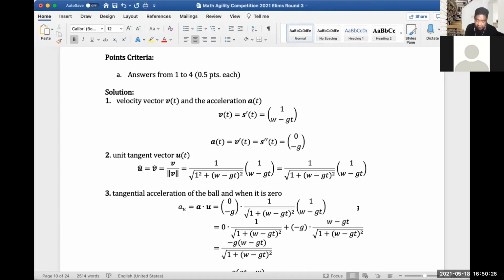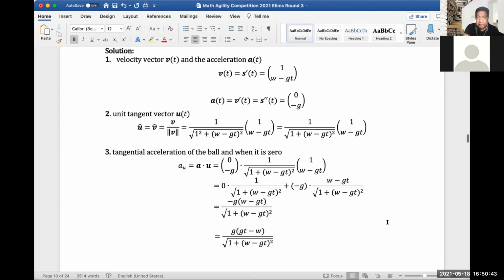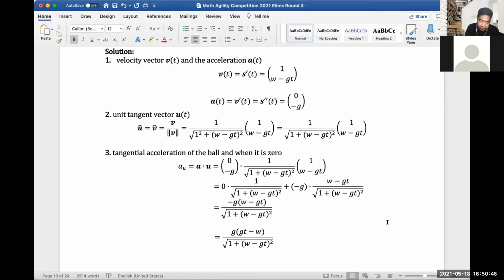So the second requirement is the unit tangent vector of u of t. This is the formula for getting the unit tangent vector. So u hat, which is v hat, is equal to v over the magnitude of v. So 1 over the magnitude, and our v is actually 1 over w minus gt.